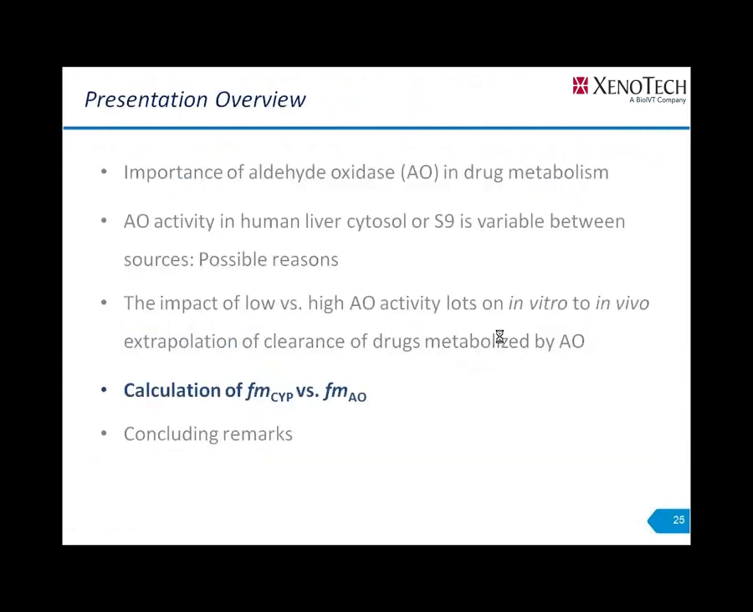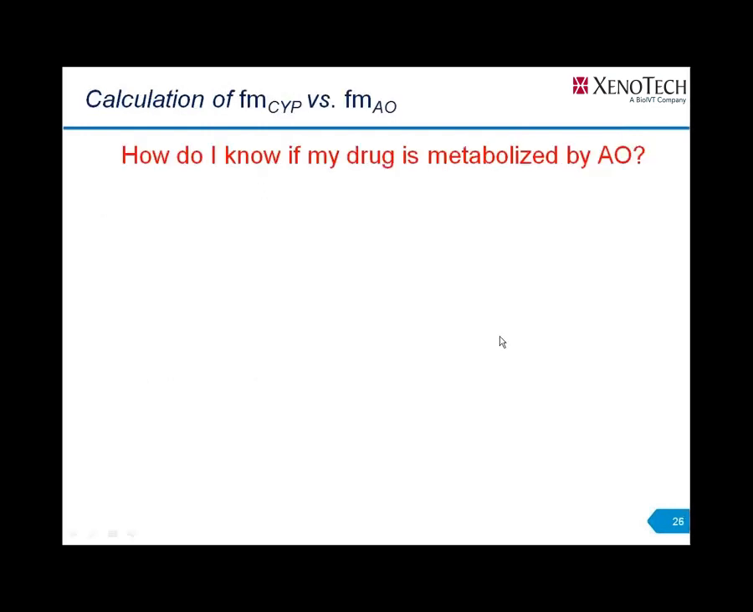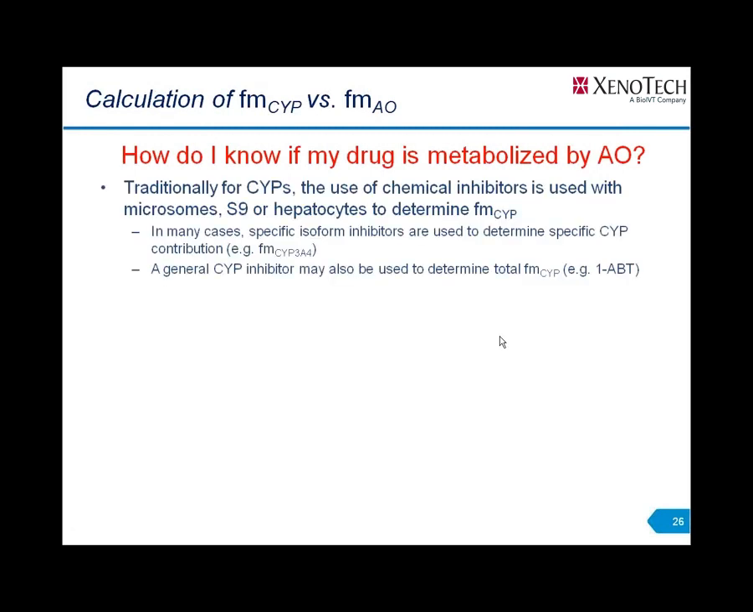Getting into some other aspects, I'll talk a little bit about how to determine whether your drug is metabolized by AO. So traditionally, the approach used for CYP enzymes at least, is the use of chemical inhibitors, and this is widely used in the industry with various subcellular fractions or intact systems like hepatocytes. You can use microsomes, S9, or hepatocytes, and essentially you can use a specific chemical inhibitor to knock out either all P450 or specific isoform inhibitors to determine the contribution of particular P450.